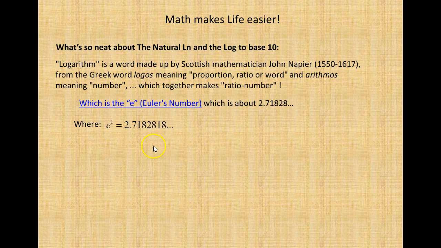2.7182818, and it keeps going. Okay, so that's what e is. So if you take the e on your calculator and put it to the power of 1, you'll get Euler's number. But we write our numbers in base 10.